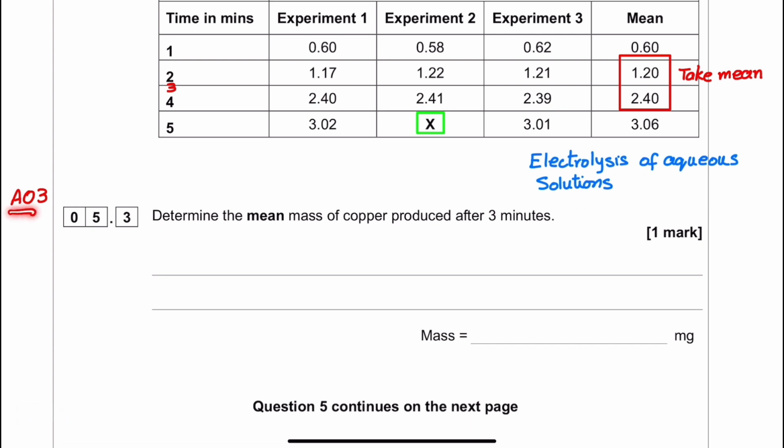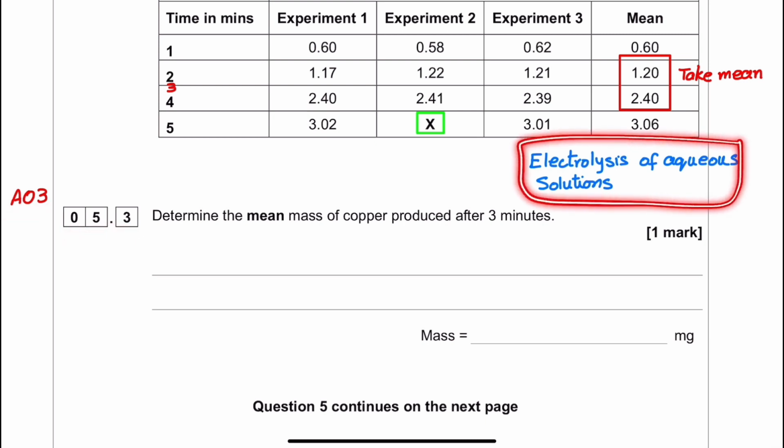This is an AO3 question. The student needs to use his knowledge and investigate this experiment and find the mean value. The question is 5.3. It is an AO3 question from electrolysis of aqueous solution. Calculate the mean mass of copper produced after 3 minutes.